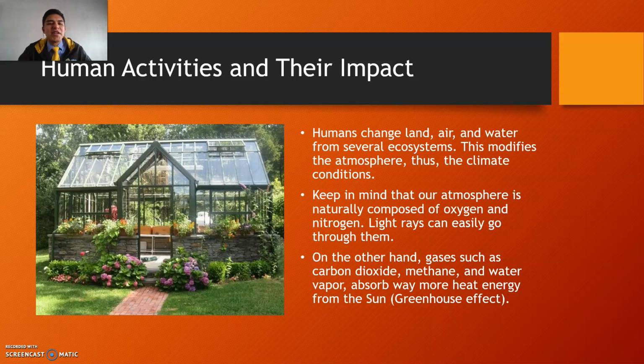And now we have human activities and their impact. Humans change land, air, and water from several ecosystems. This modifies the atmosphere, thus the climate conditions. Keep in mind that our atmosphere is naturally composed of oxygen and nitrogen. Light rays can easily go through them. On the other hand, gases such as carbon dioxide, methane, and water vapor absorb way more heat energy from the sun. This is something we know as the greenhouse effect.